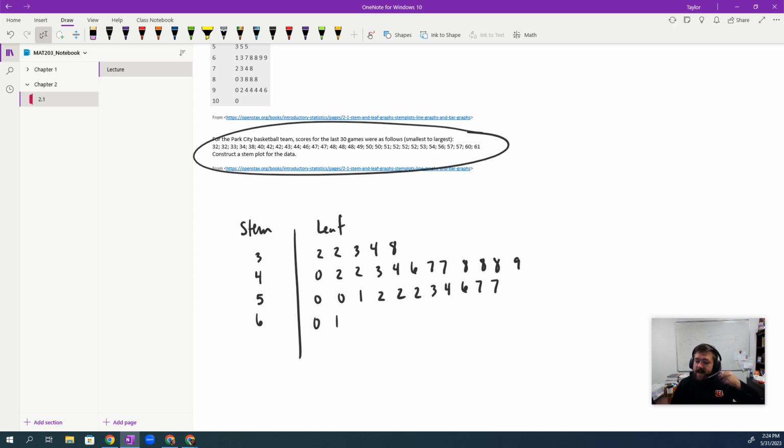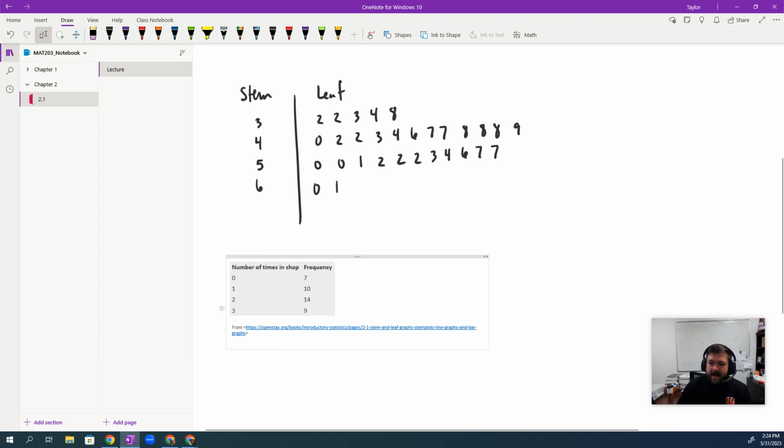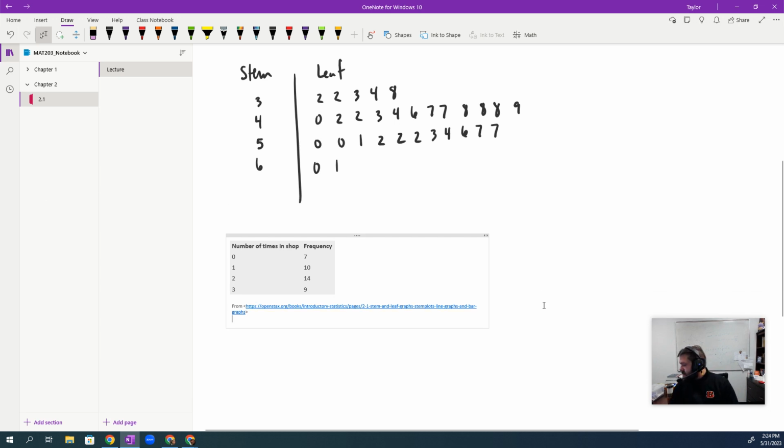Okay, so the next type is called a line graph. So the idea is this: on the x-axis you put the values, and on the y-axis you put the frequency. So I've got some data here. In a survey, 40 people were asked how many times per year they had their car in the shop for repairs. Results are shown in the table. Construct a line graph. Again, this is from the textbook.